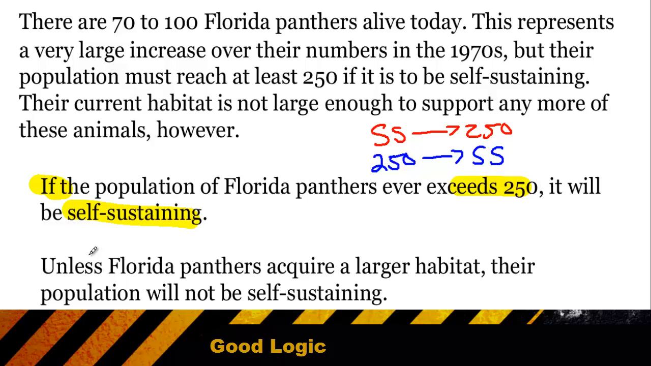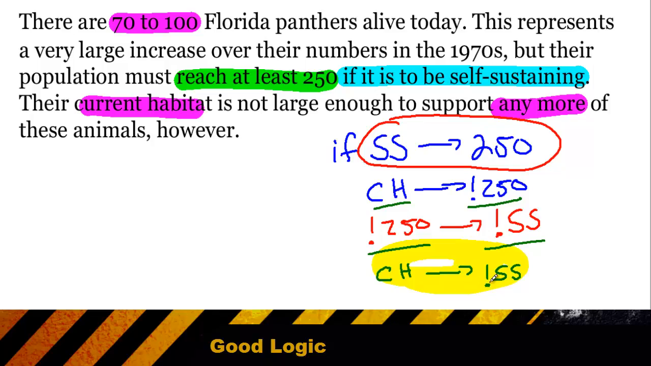The second answer choice says that unless we have a larger habitat, we're not going to be self-sustaining, which I could rewrite as, if we keep the current habitat, then they're not going to be self-sustaining. And that matches our prediction exactly.